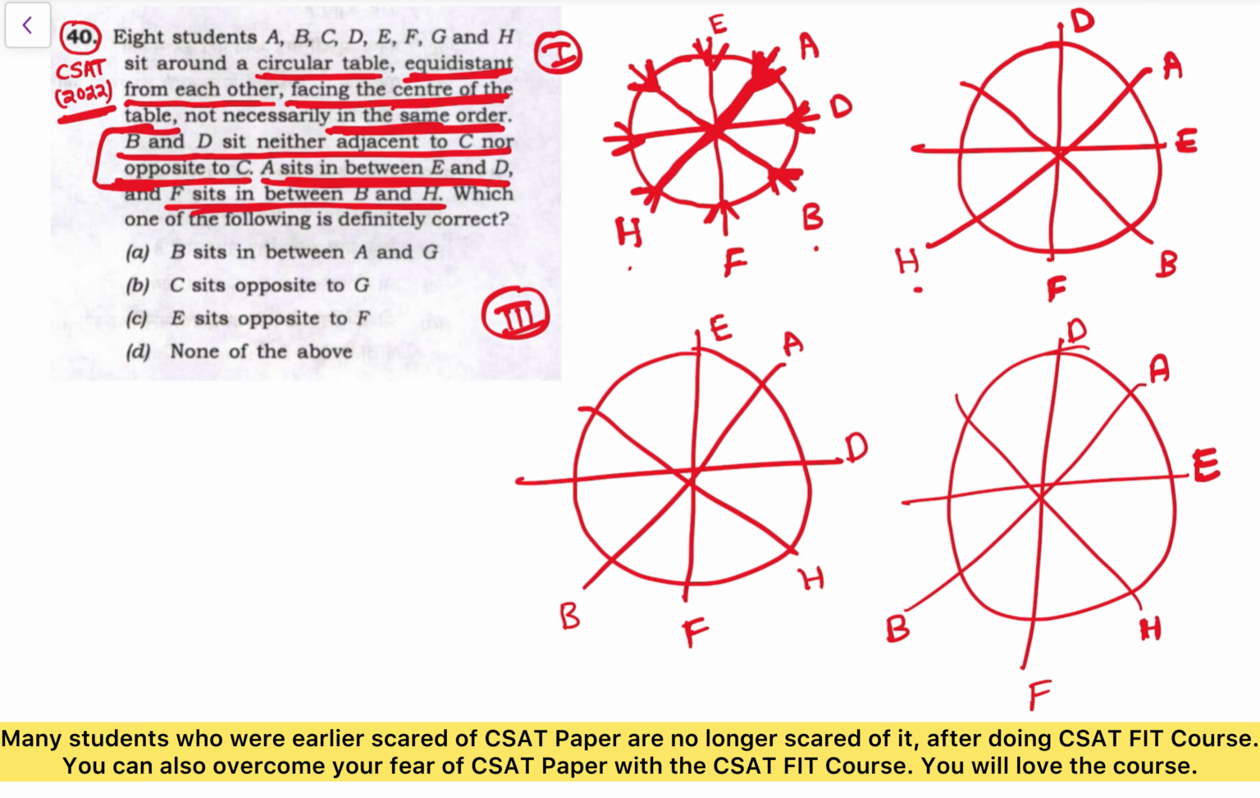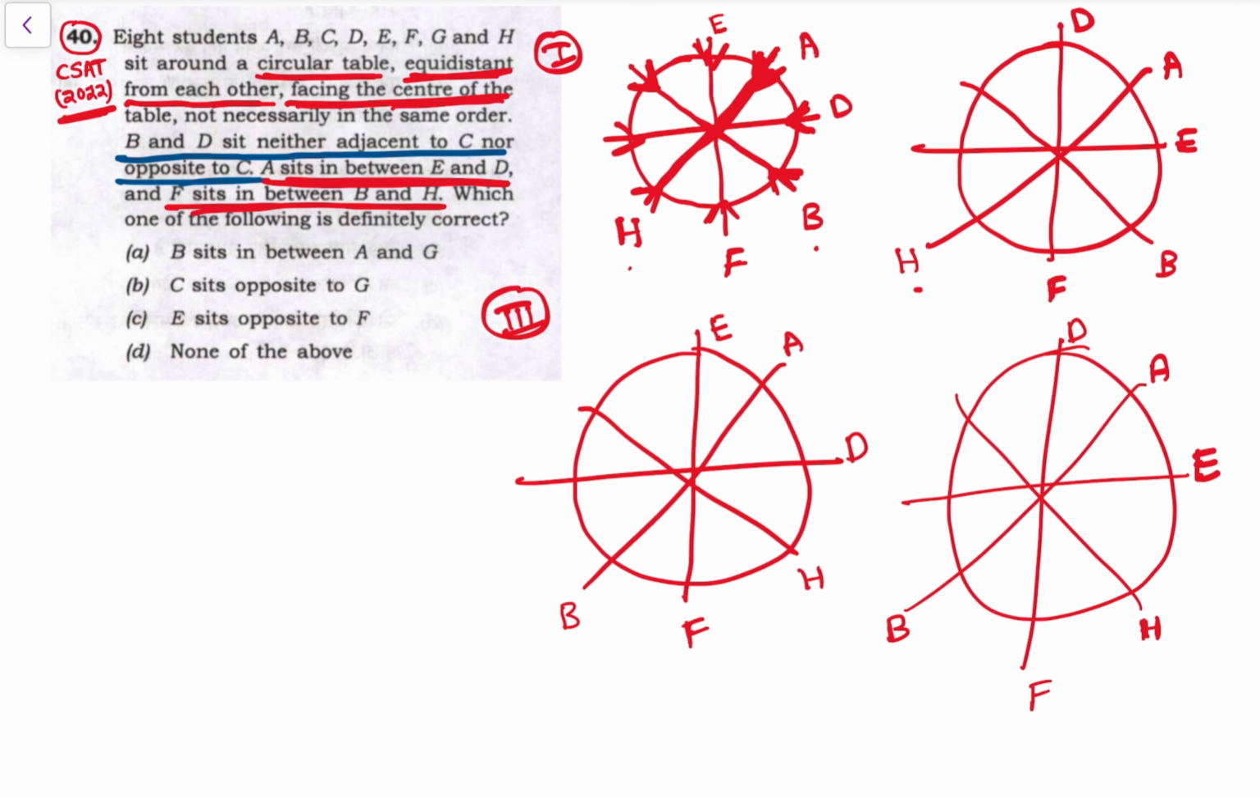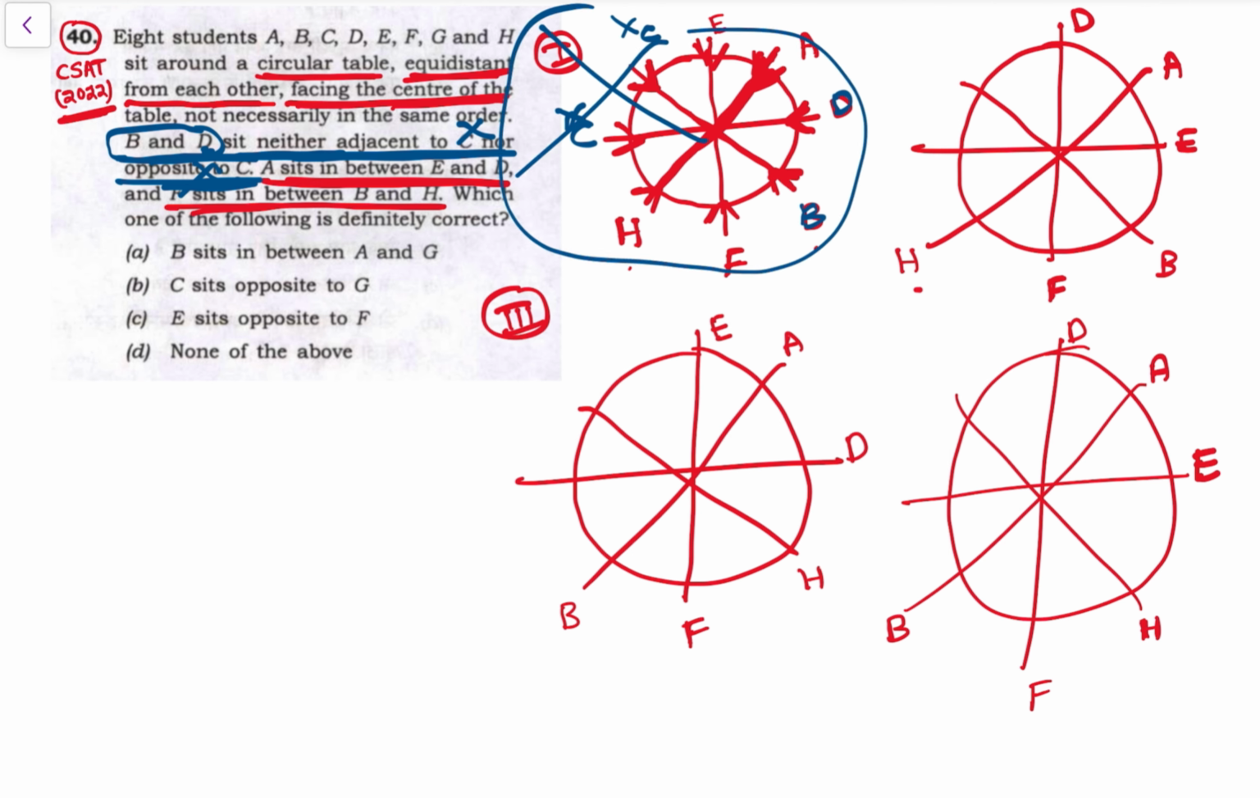Now let's go for this one, that is, B and D sit neither adjacent to C nor opposite to C. So basically B and D will neither sit next to C nor opposite to C. So C cannot be here because D cannot be opposite. So B is here, and C cannot sit here and cannot sit here, because B and D sit neither adjacent nor opposite to C. So this case is incorrect, and we cannot take it.